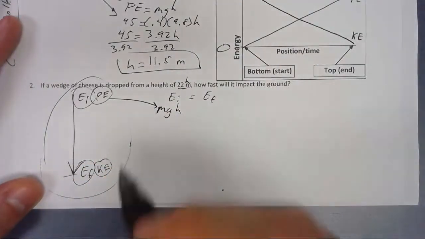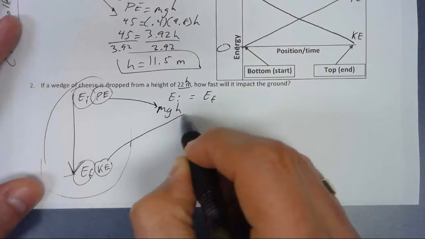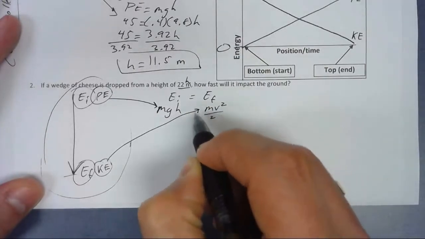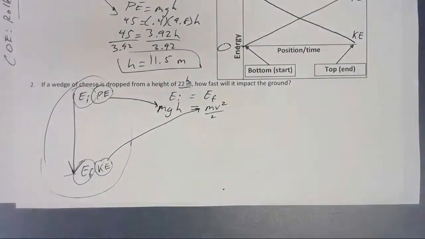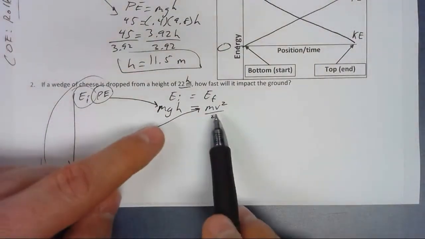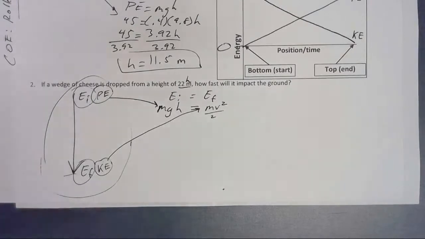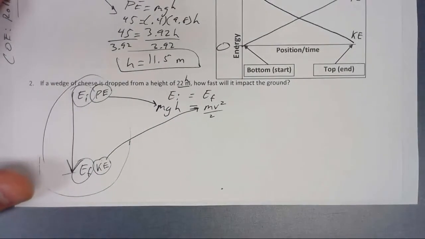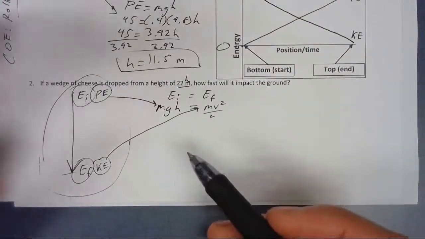EF, we decided, was kinetic energy. So we're going to put in the formula for kinetic energy, mv squared over 2, and they are equal to each other. These decisions don't come out of thin air. They come from the decisions we made based on reading the problem and understanding what's going on. This is the math that's going on here.